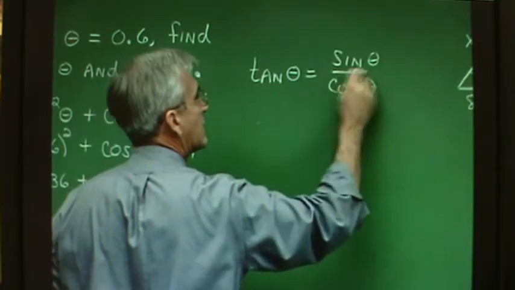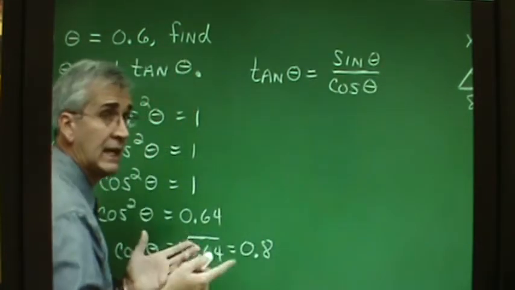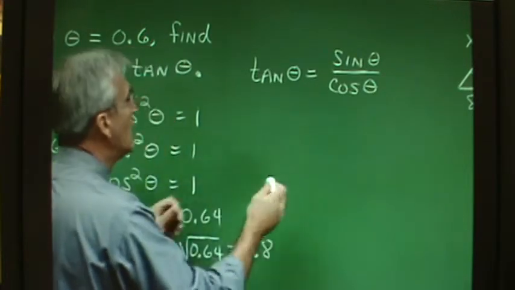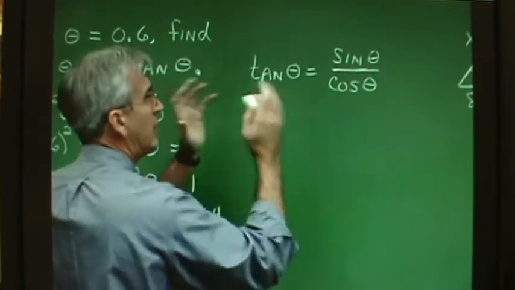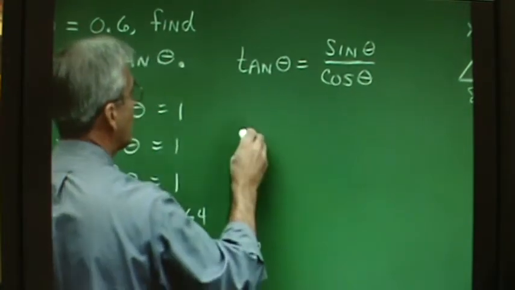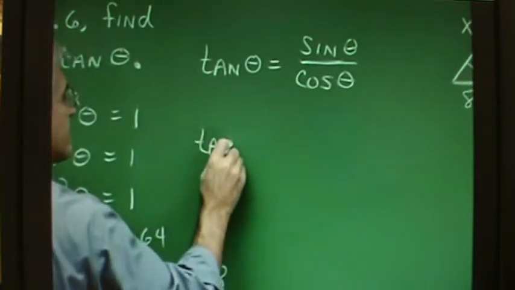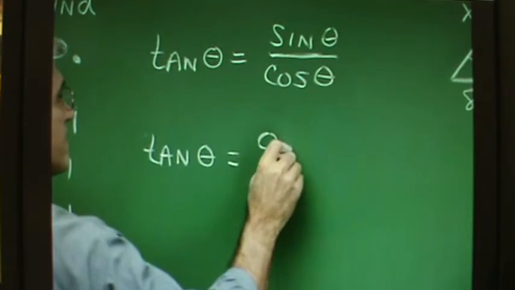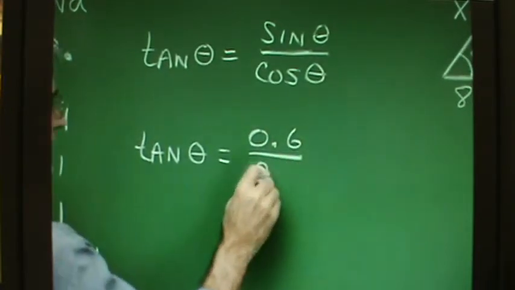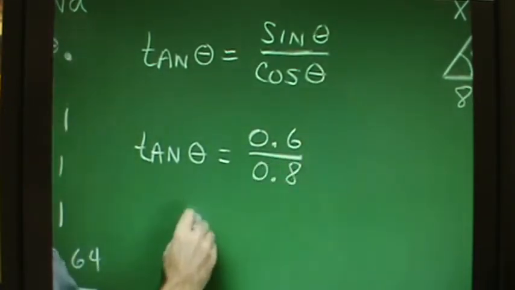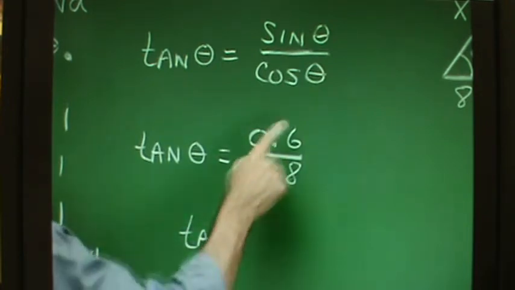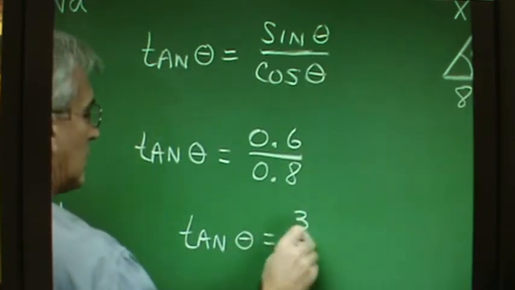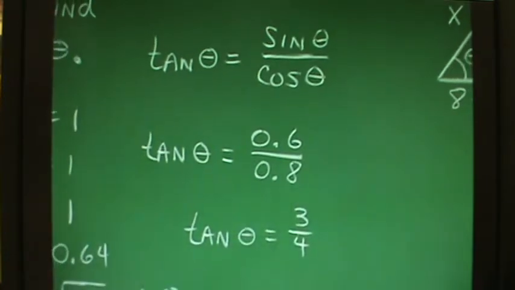Now, when you use identities like this, I suggest that you write the identity down as I have here and not try to plug into the identity as you go along. So I would write the identity and then plug into it as though it were a formula from the past. So tangent theta then is sine theta, which we know is 0.6, and cosine theta, which we calculated to be 8/10. So tangent theta then is 6/10 over 8/10, 6 over 8, or reducing, 3/4.